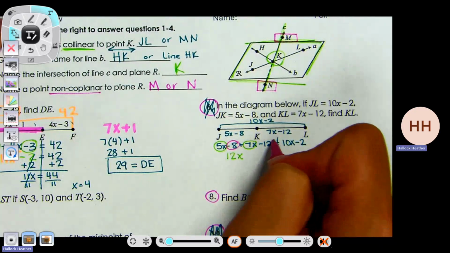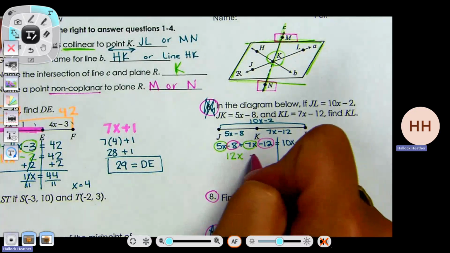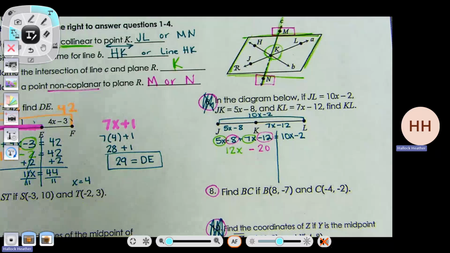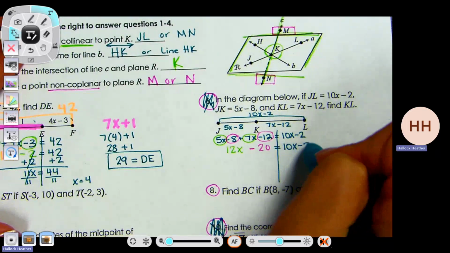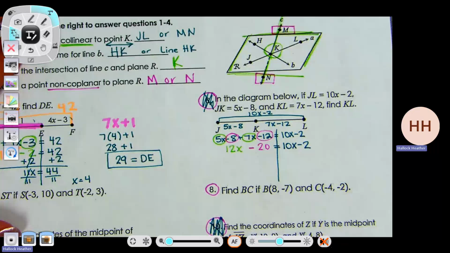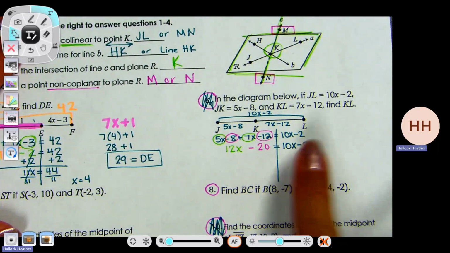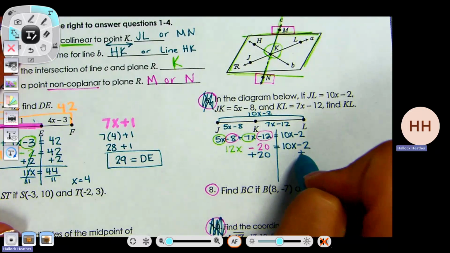-8 and -12. Those are both negative. They come together. They add to make -20. I'm going to bring down the other side, which is equal to 10x minus 2. So I'm going to move the 20. You could add 20 to both sides, or you could add 2 to both sides. It doesn't matter. I'm going to move the 20. So I'm going to plus 20 plus 20.